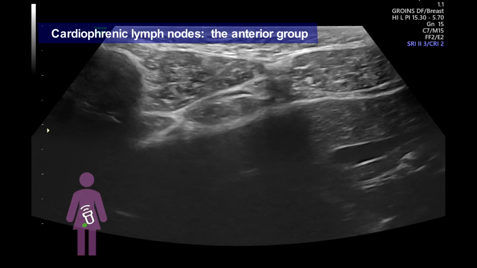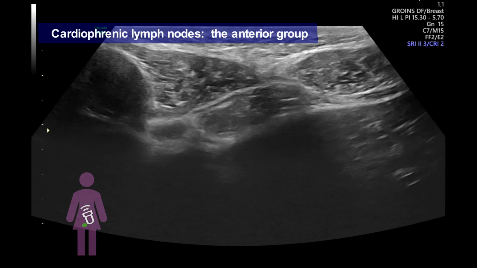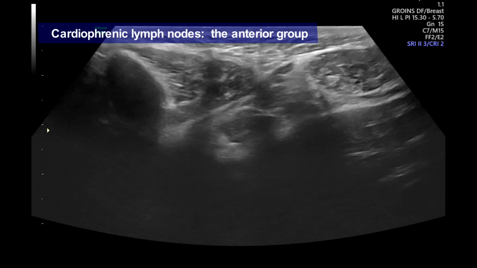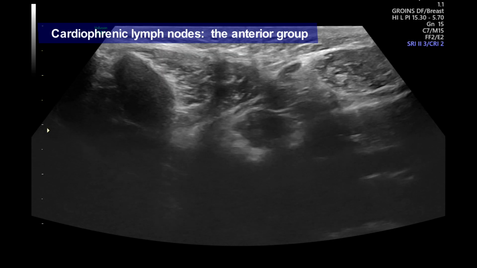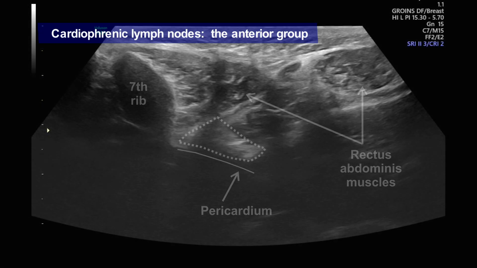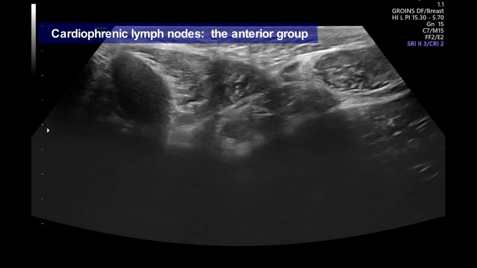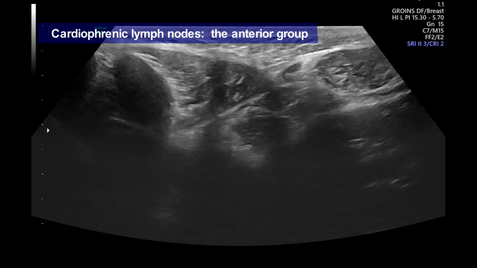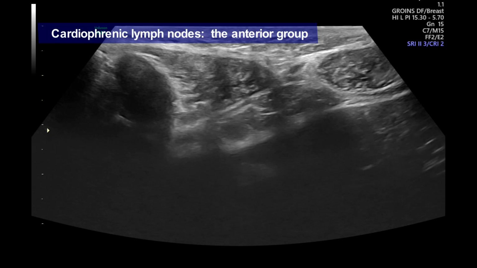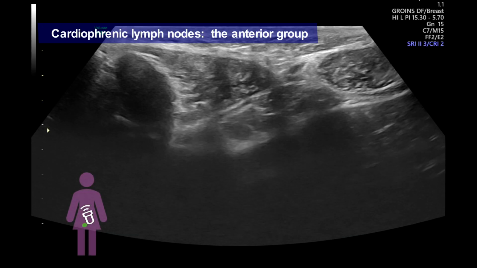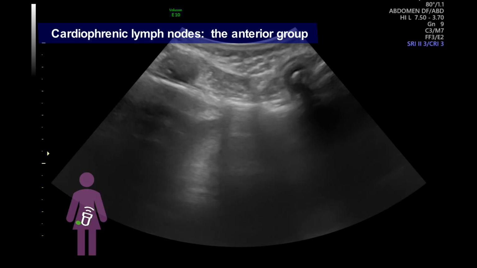The probe is then tilted to follow the costal arch on the right side in an oblique view in order to visualize the pericardium. The region of interest is located between the xiphoid process of the sternum, the costal chondral articulation of the 7th rib, and the pericardium as demarcated by the dotted line. The same assessment should be repeated on the contralateral side.